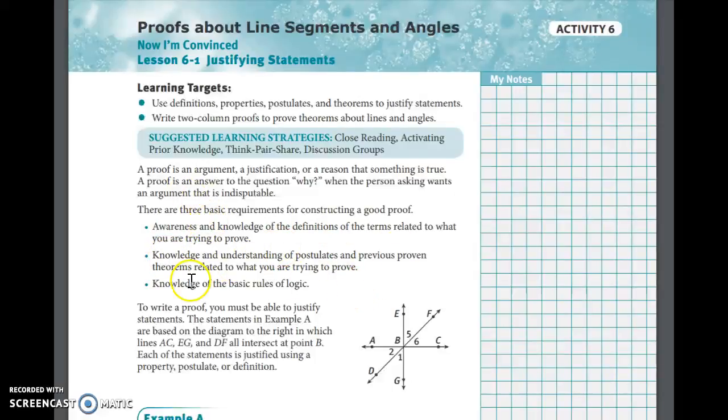Now, what this should mean to you is that as we go through our lessons, make sure you're catching on to all of the definitions and all of the theorems. If anything ever doesn't make sense, please ask, okay?